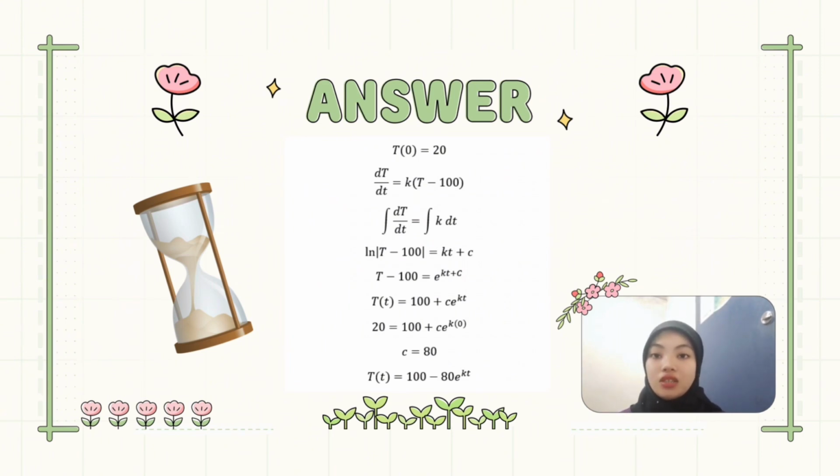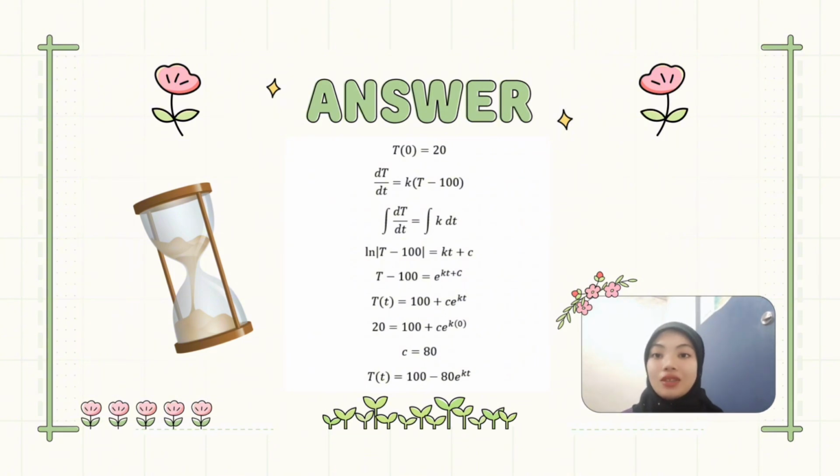To solve the equation, we integrate both sides. The left-hand side is the temperature of the bar and the right-hand side is a simple equation in t. Integrate dT over (T minus 100) equals integrate k dt. The integral on the left gives us the temperature change, and the integral of k dt gives us k times t. After integrating, we get ln|T minus 100| equals k times t plus c, where c is a constant of integration.